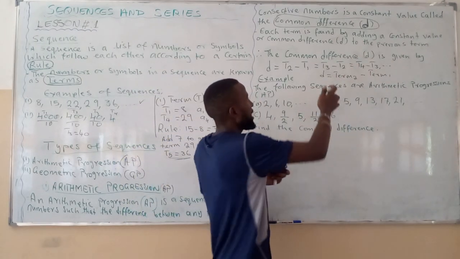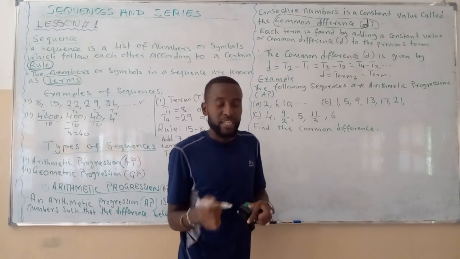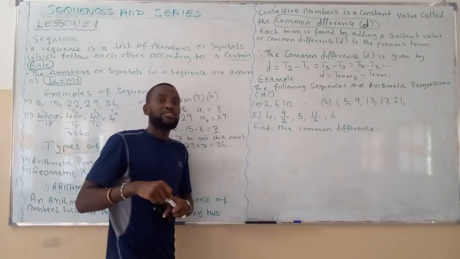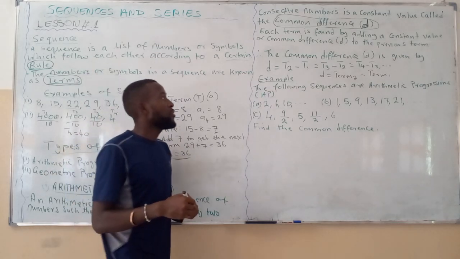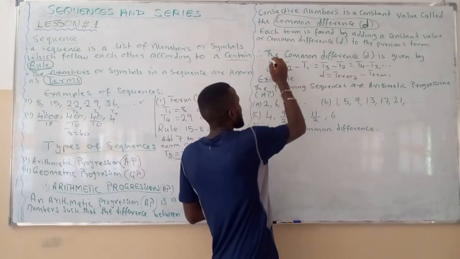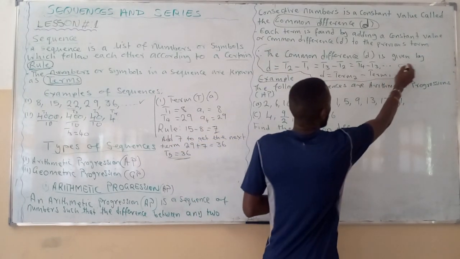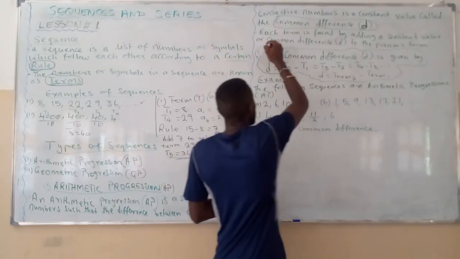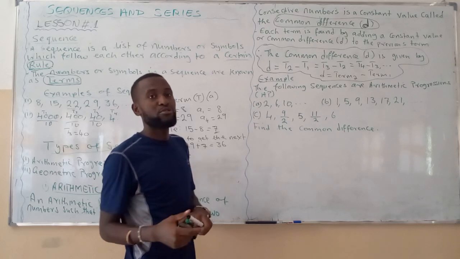Or you can simply say term 3 minus term 2, or term 4 minus term 3. If you do it like that, you're going to be able to find the common difference without any problems. Okay, so master this concept. It's very important to master it so that you don't forget how to apply it. This is the method that you use to find the common difference.